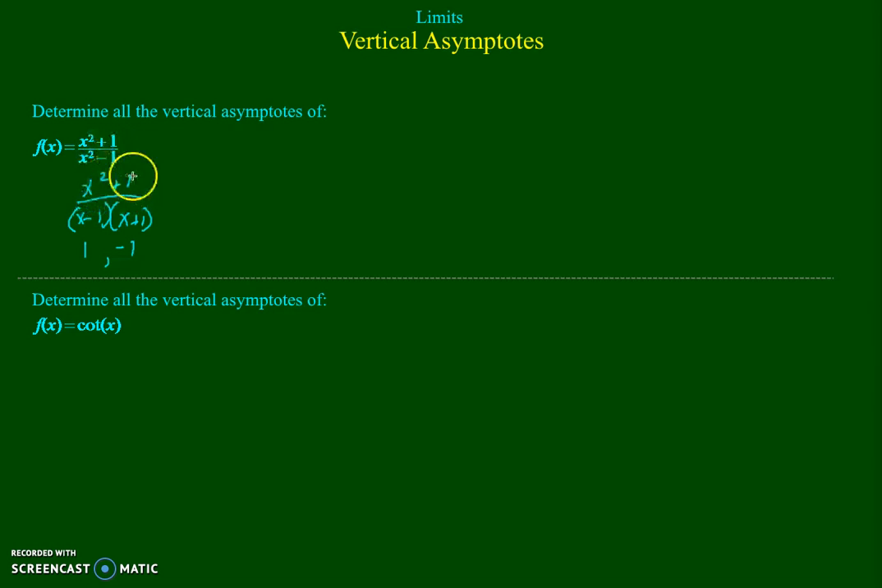And this is never going to be equal to 0 because you can't put a negative number in here. So this is always going to be positive. Therefore, our vertical asymptotes are x equals 1 and x equals -1.